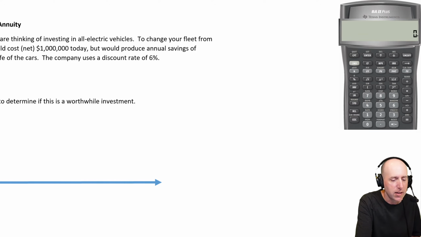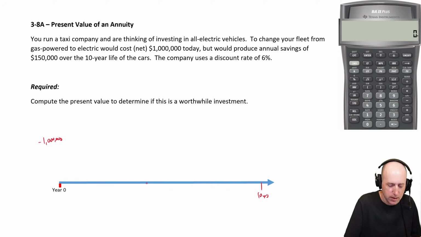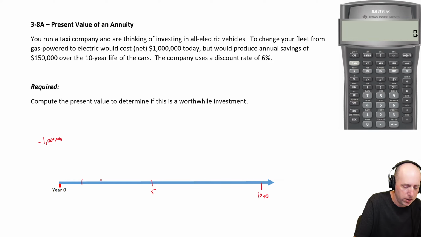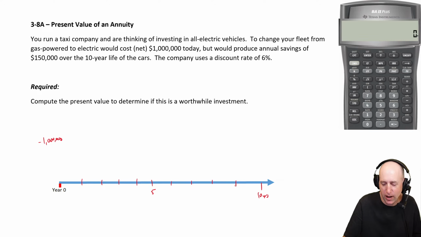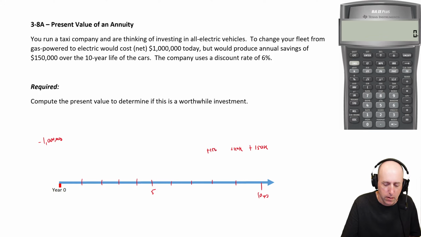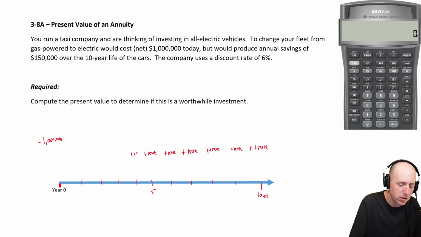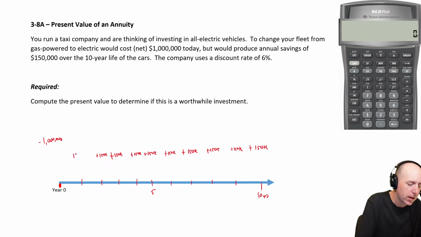but over the 10-year life of the cars, let's see, so we got 10 years. Let's call this 5. So 1, 2, 3, 4, 5, 6, 7, 8, 9, 10. Okay, so there we have our 10 years on a number line. Each year, we're going to save $150,000. Plus 150. Sorry, I have to write this 10 times. Plus 150, plus 150, plus 150, plus 150, plus 150, plus 150.